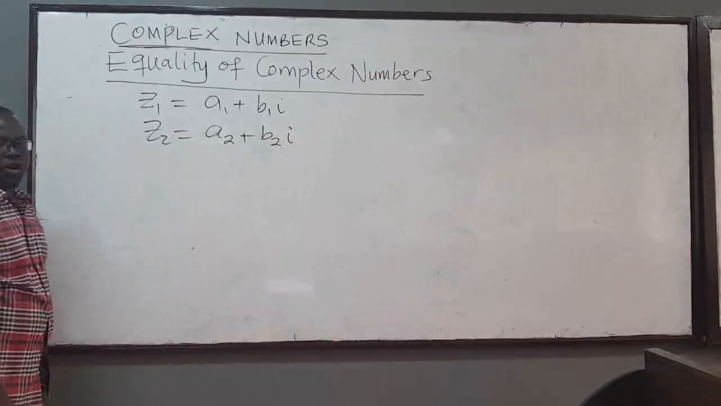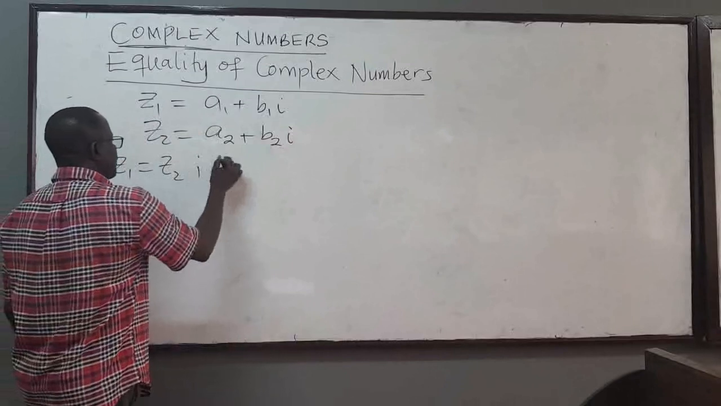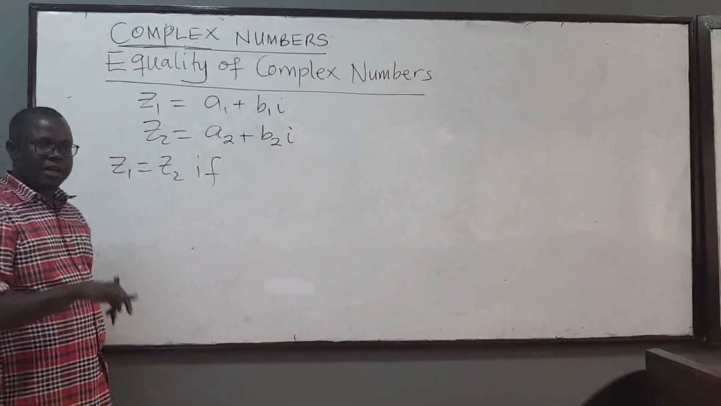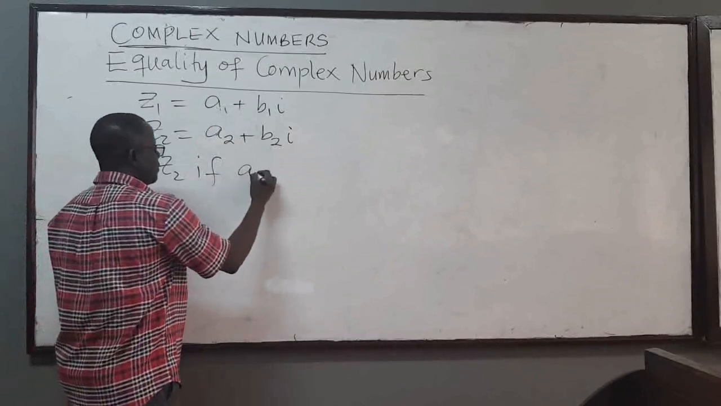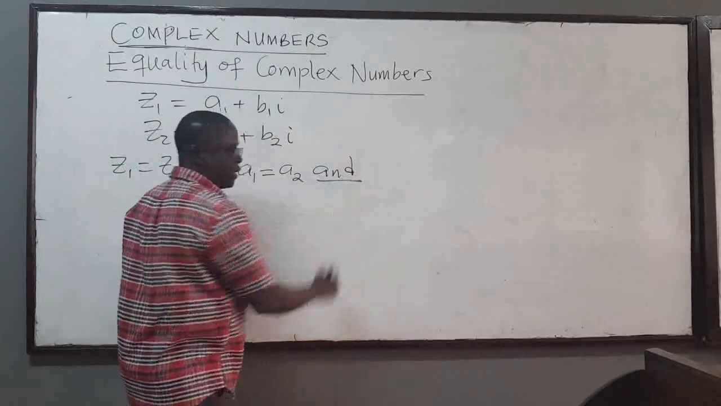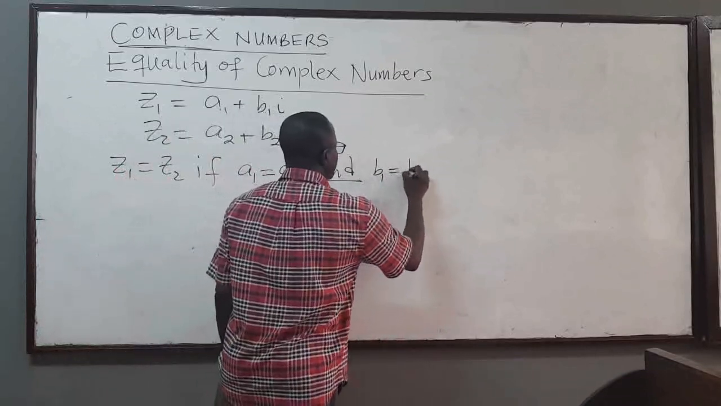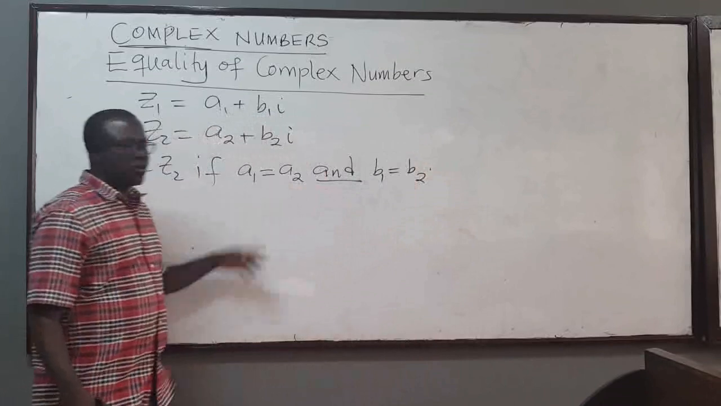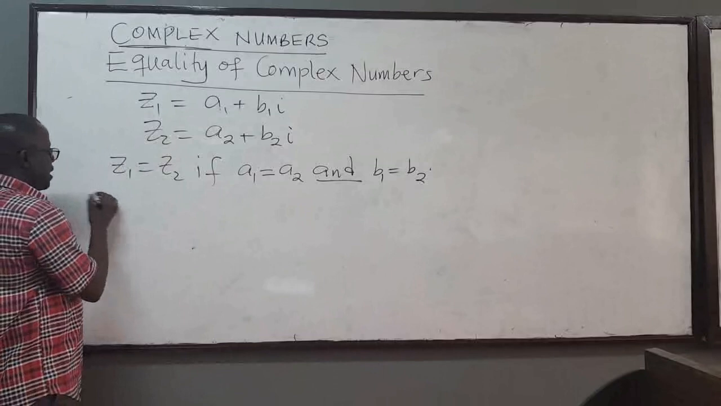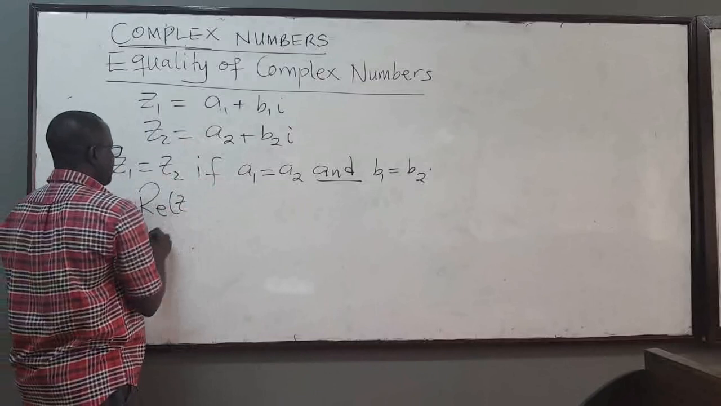We say that the two complex numbers are equal, Z1 is equal to Z2, if the real parts of the complex numbers are equal and the imaginary parts are equal. So a1 has to be equal to a2, and so both conditions must hold, and b1 must be equal to b2. So when this holds, we see that the two complex numbers are equal, which basically means that two complex numbers are equal if the real parts of the complex numbers are equal.